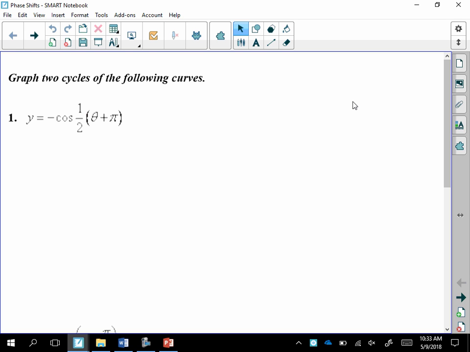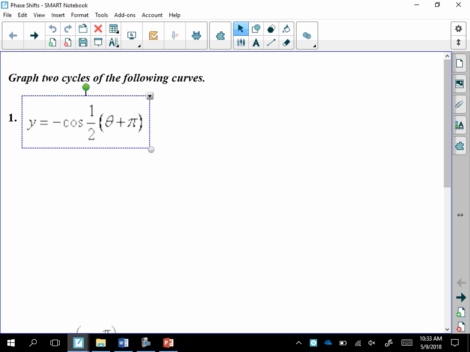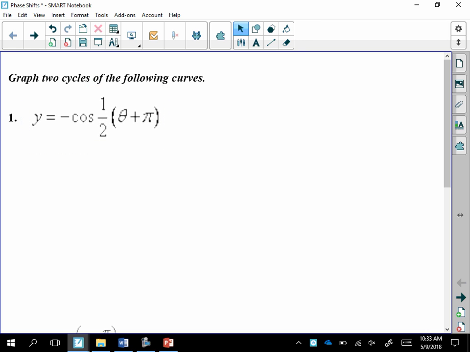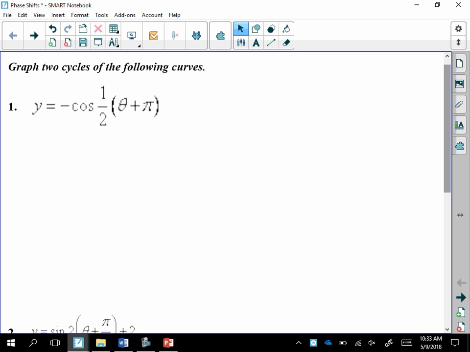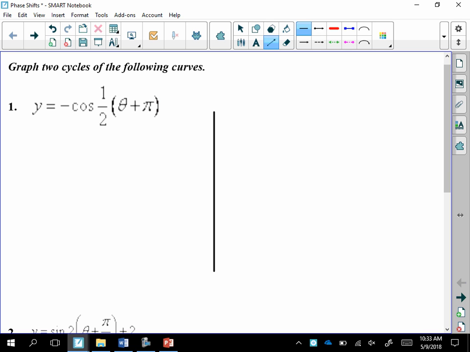So for number 1, we have y equals negative cosine of 1/2 times (x plus pi). Okay, that theta is the same thing as x. I'm sure it is x. So let's just practice graphing it. The instructions say just graph 2 cycles.